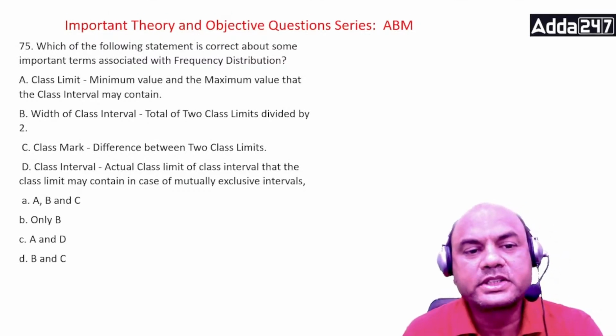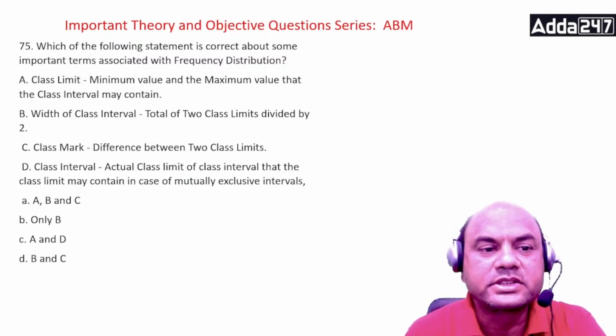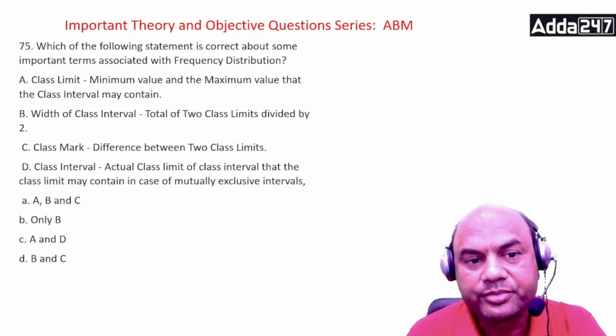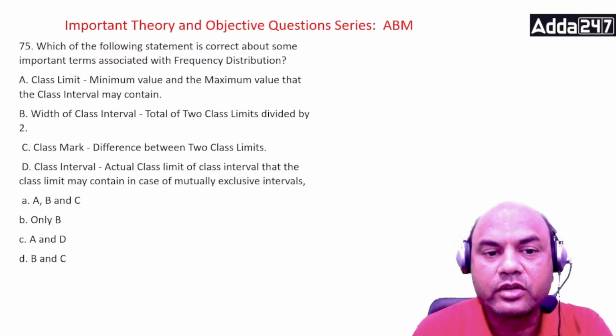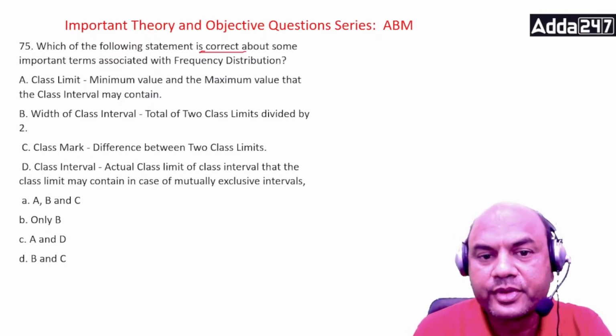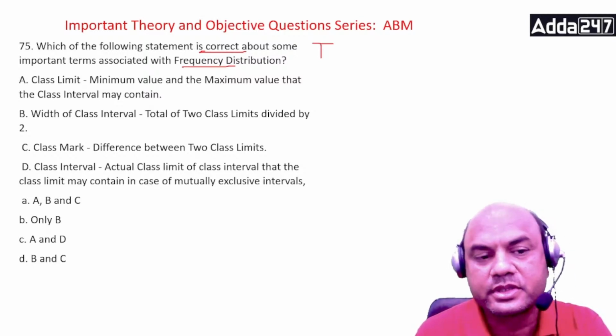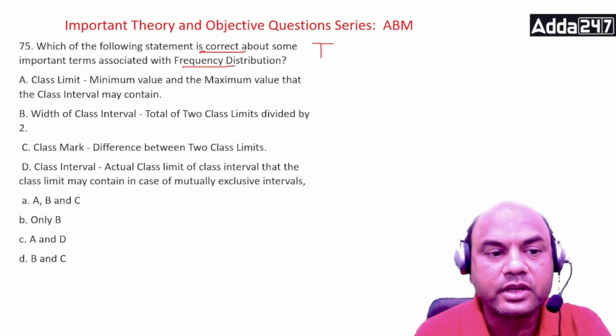Which of the following statements is correct about some important terms associated with frequency distribution? Now, you want the correct one here. Always focus on the question, whether you want true or false. So here you want true. Regarding frequency distribution, what are the important definitions?